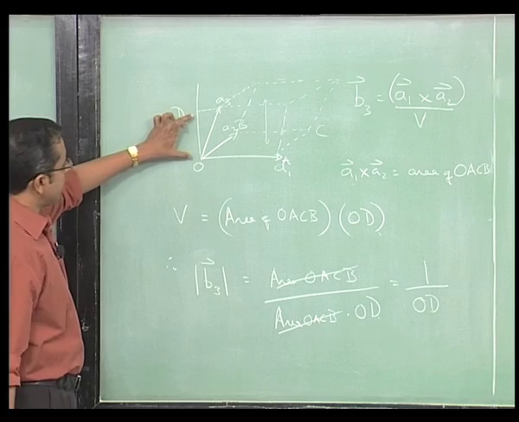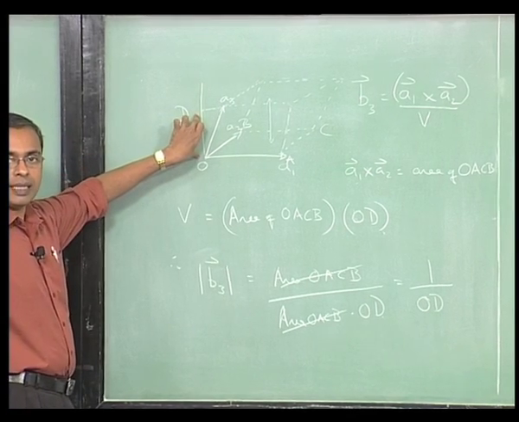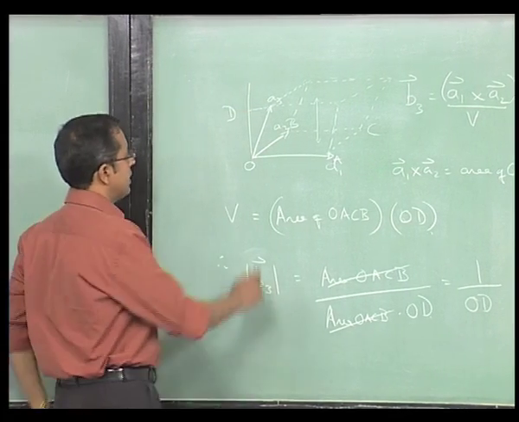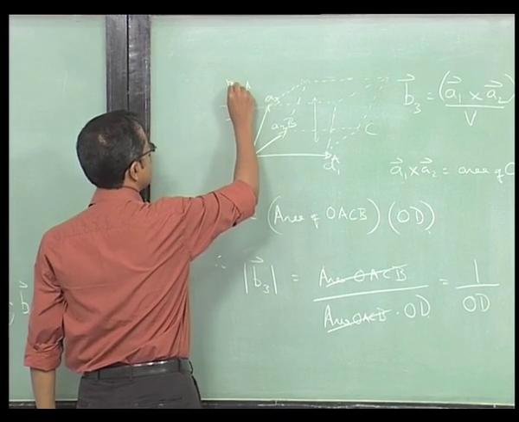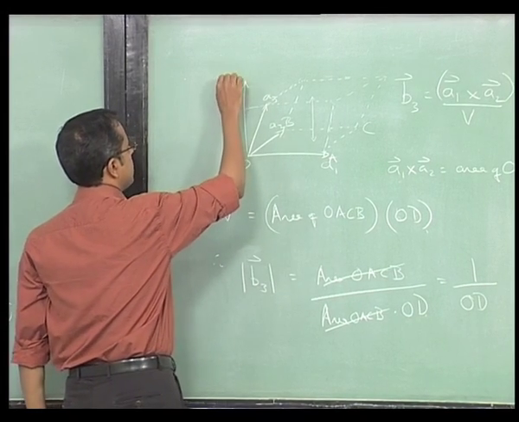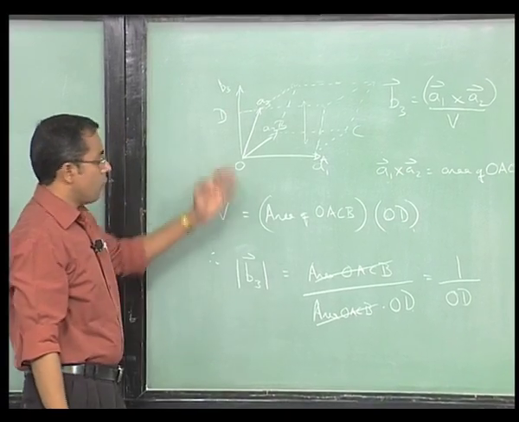So it is simply 1 by OD, okay. So that is the magnitude of B3. So B3 is in this direction and the magnitude of B3 is simply 1 by OD. What is 1 by OD?